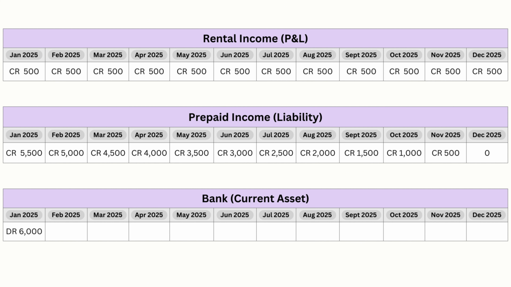So the key point to remember: cash is received once, income is earned over time, and the prepaid income balance gradually reduces as the rent is earned.